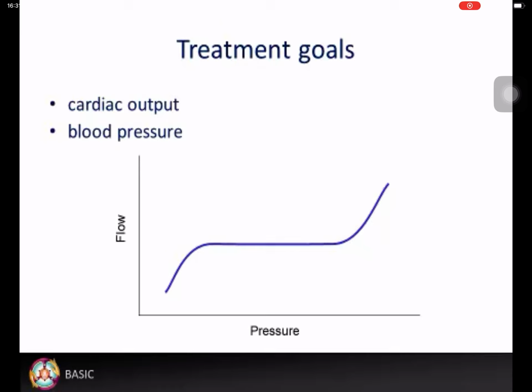It's easy to see how a blood pressure below the lower limit of autoregulation will result in an inadequate organ blood flow. Furthermore, in the critically ill, autoregulation may be impaired, making blood flow even more dependent on pressure.